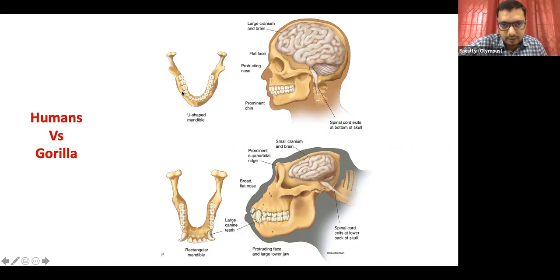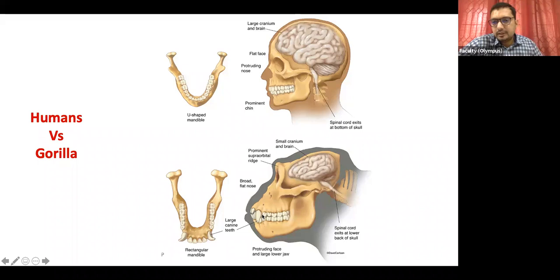So we're talking about the U-shaped mandible here. Whereas in apes, this part is more or less rectangular. Specifically, the U-shaped mandible is what you find in humans. And we talked about the size of the teeth and also large canine teeth.